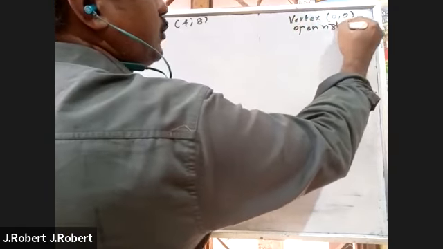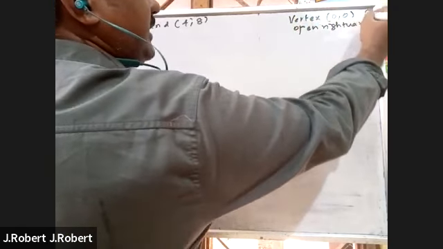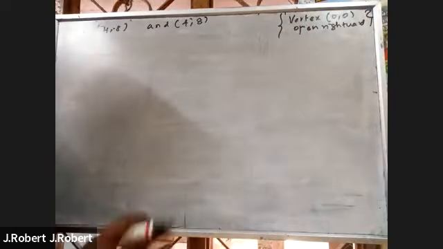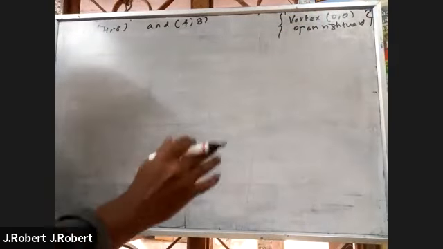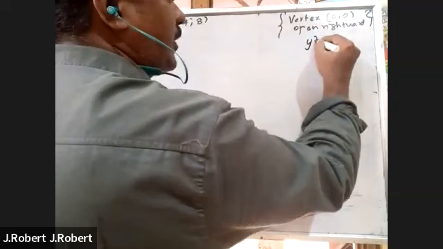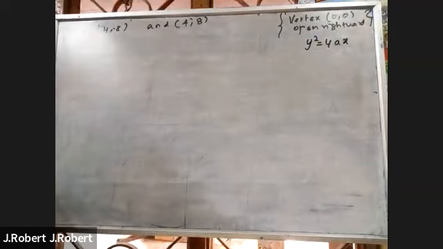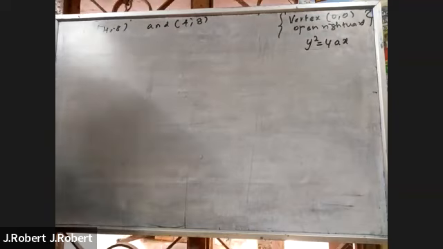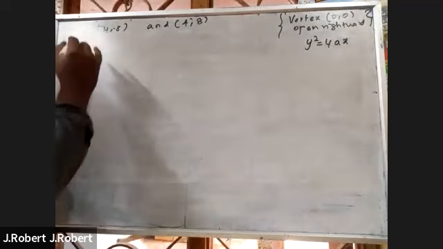Vertex is 0, 0 and open rightward. As usual, the formula y squared is equals to 4ax. That is the equation of the parabola. Now we want to find out what is a. The end points are given.